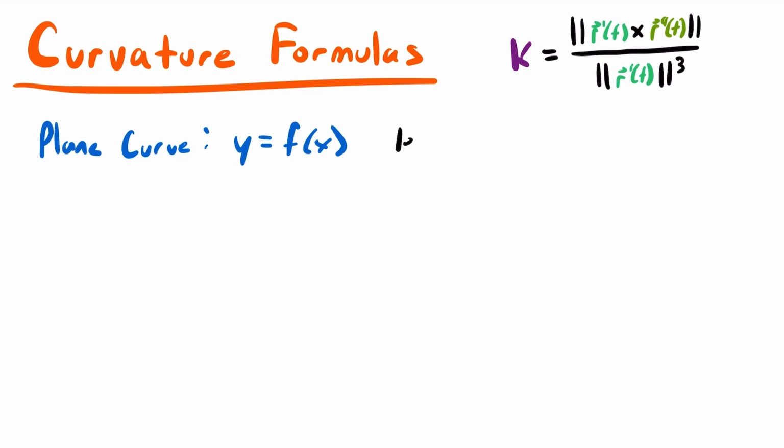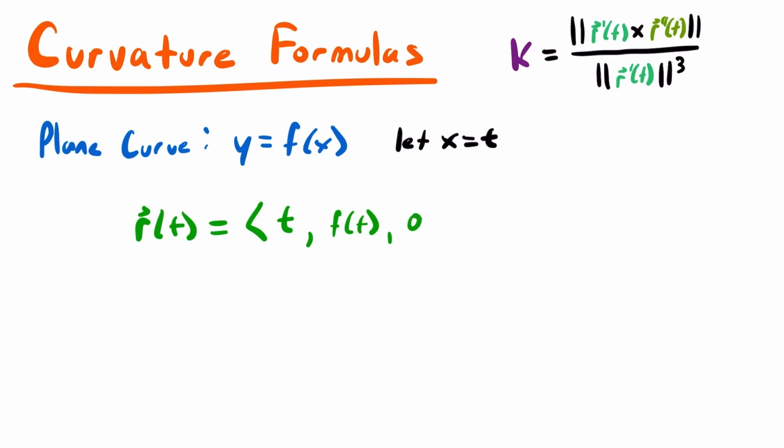We're going to let x equal t, and so by doing that, we can create a vector function r of t whose components are t, because x equals t, that's what we're saying it's equal to, and then y would be f of x, but x is t, so y would be f of t, and then there is no z component because we're working in 2 dimensions for a plane curve, so the z component is 0.